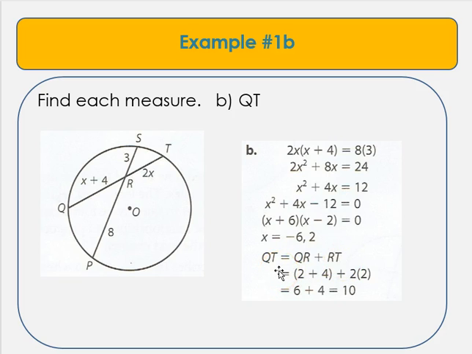Now, we were to solve for QT. QT is this whole line. Actually, you don't have to do this step, but QT equals QR plus RT. So we substitute, and QR was x plus 4, so 2 plus 4, plus RT, which was 2 times x, so that's 2 times 2, and the total will be 10.